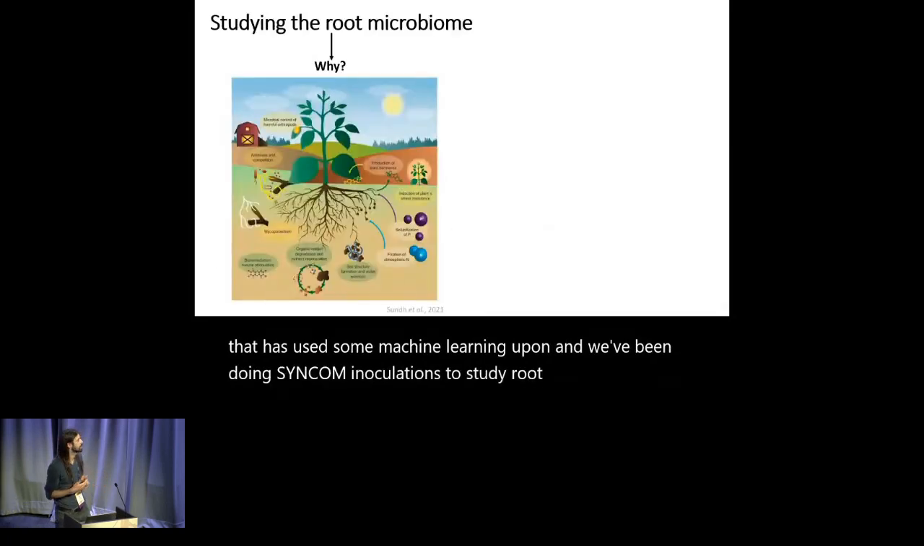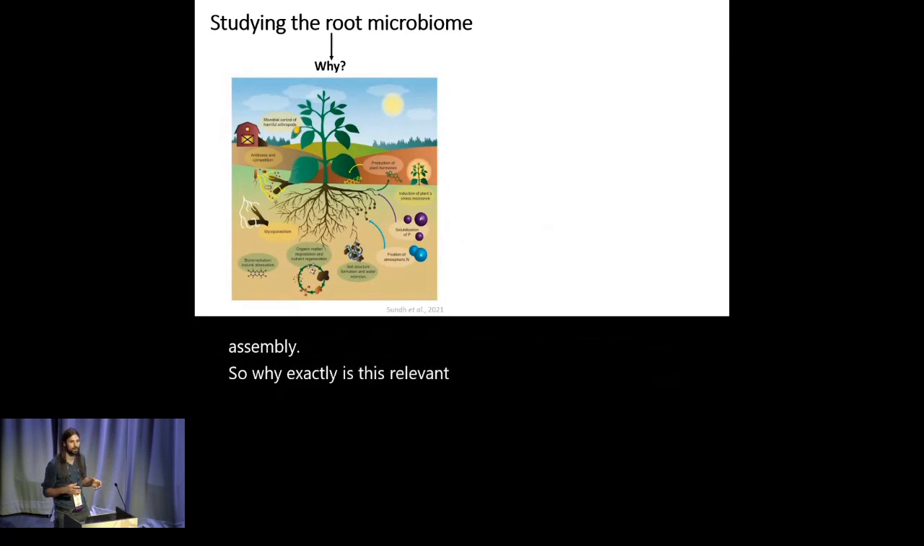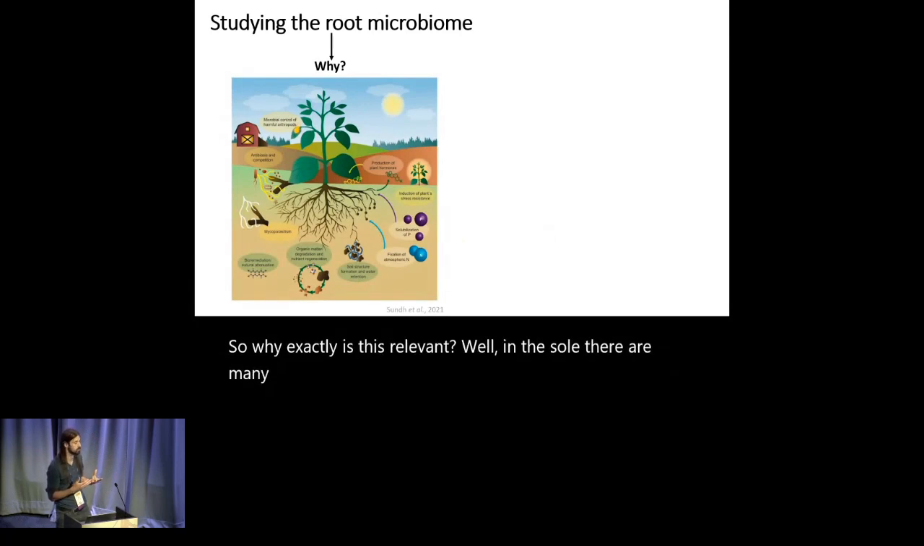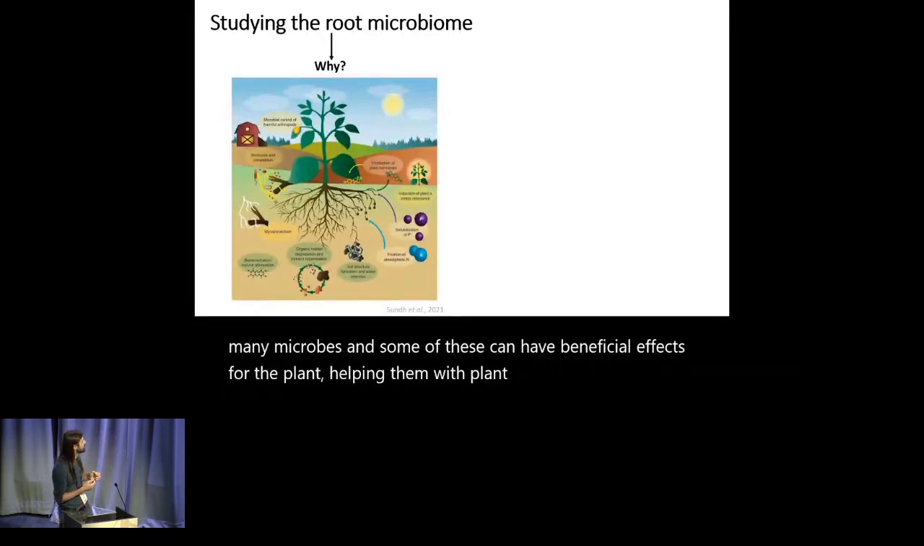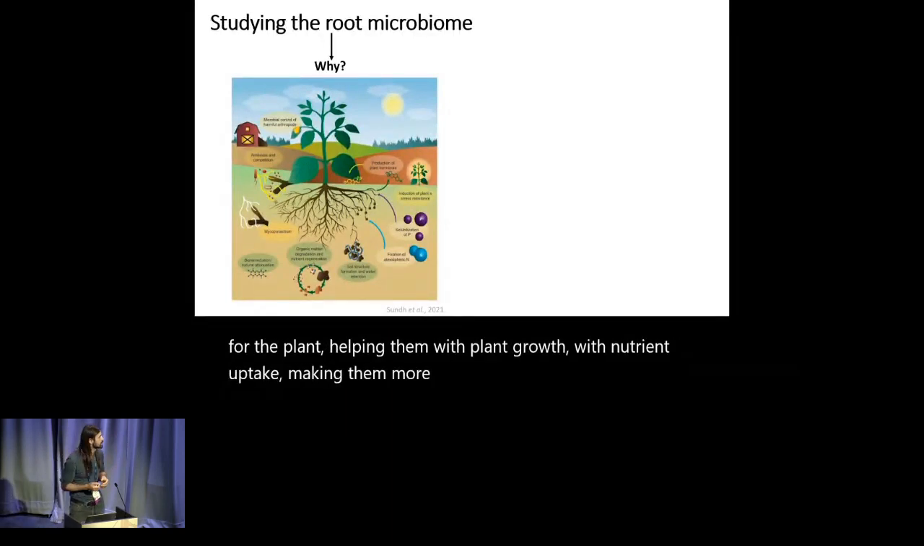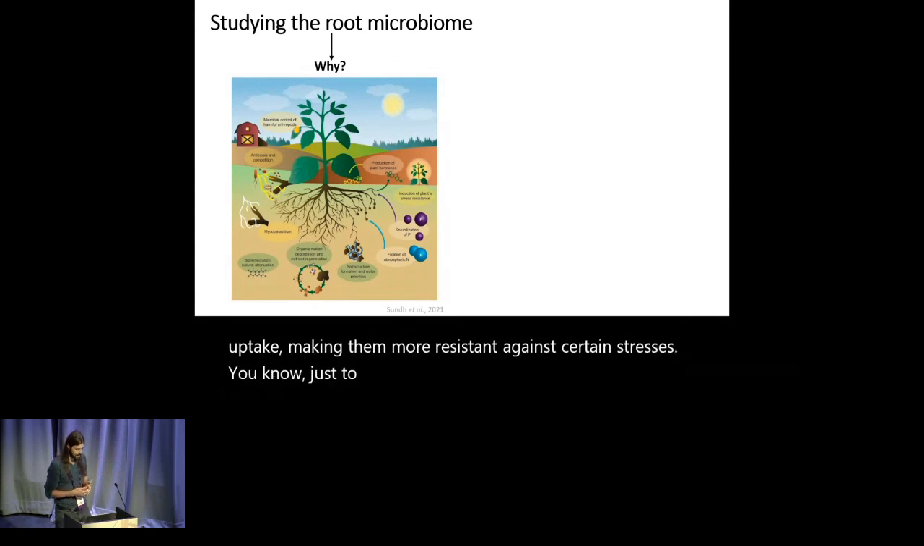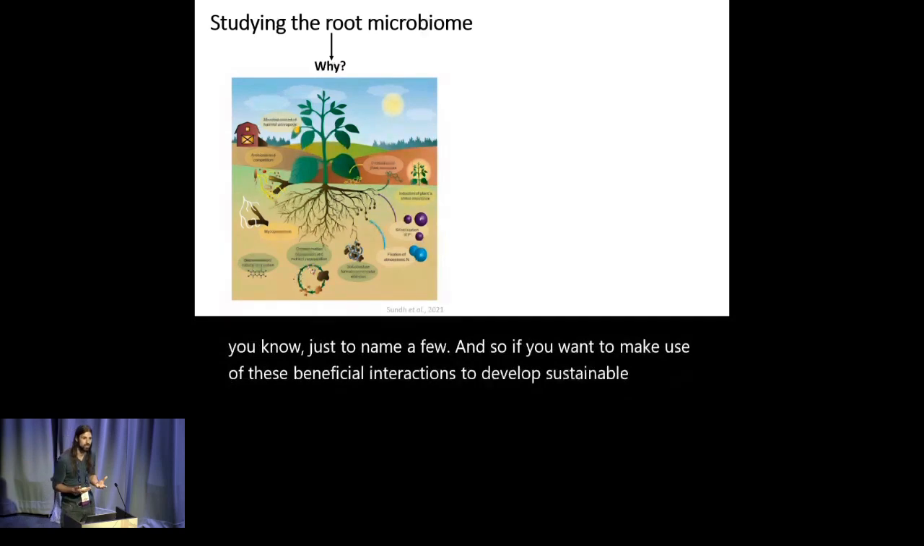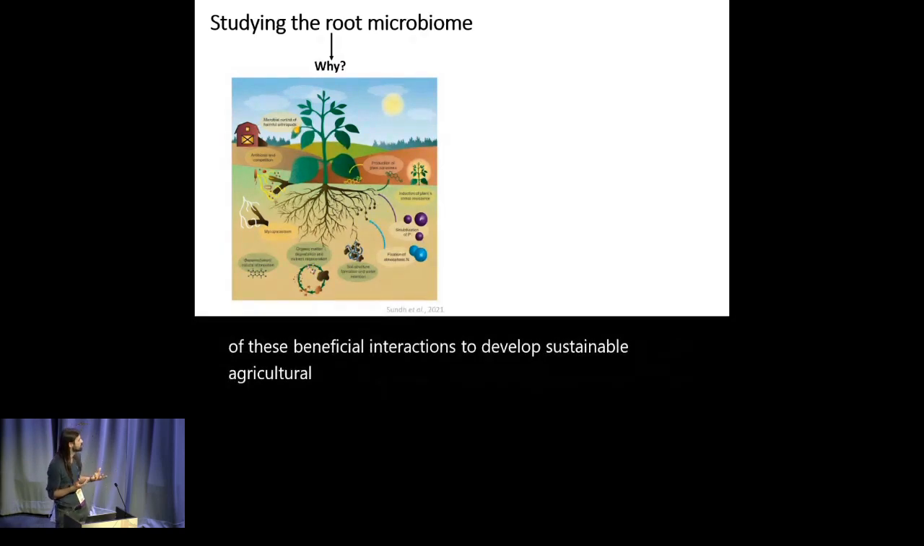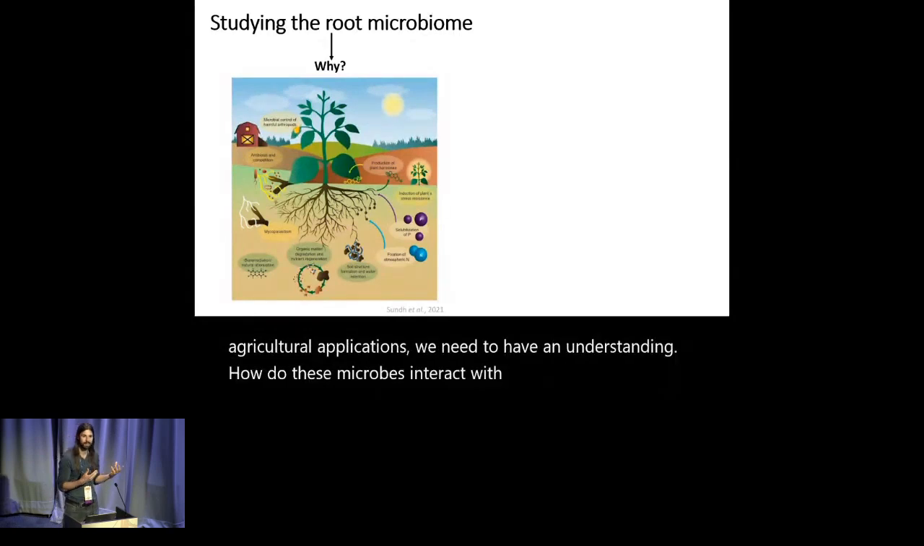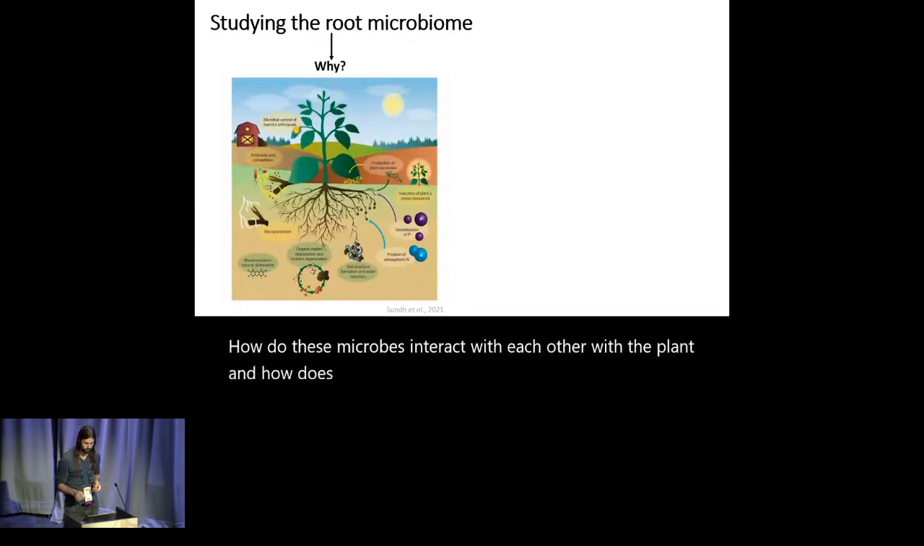So why exactly is this relevant? Well, in the soil there are many microbes, and some of these can have beneficial effects for the plant, helping them with plant growth, with nutrient uptake, making them more resistant against certain stresses, just to name a few. And so if we want to make use of these beneficial interactions to develop sustainable agricultural applications, we need to have an understanding: how do these microbes interact with each other, with the plant, and how does the root microbiome assemble itself? And we're studying that using synthetic communities, or SynComs.